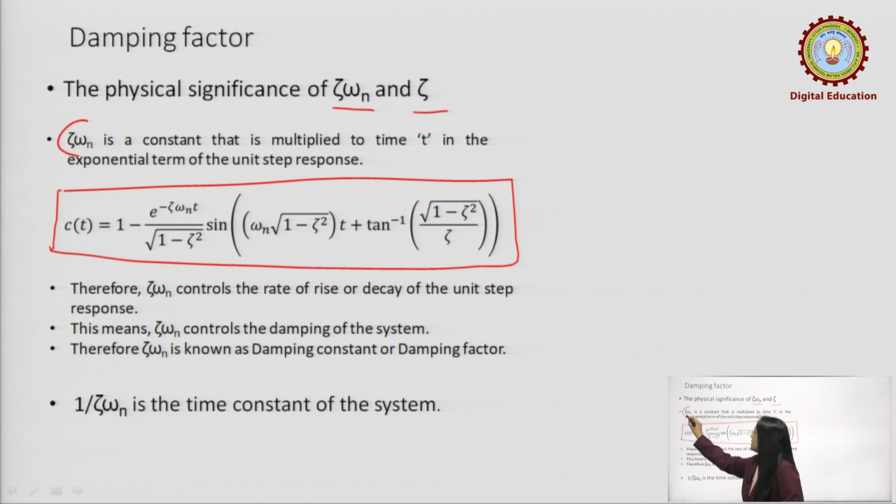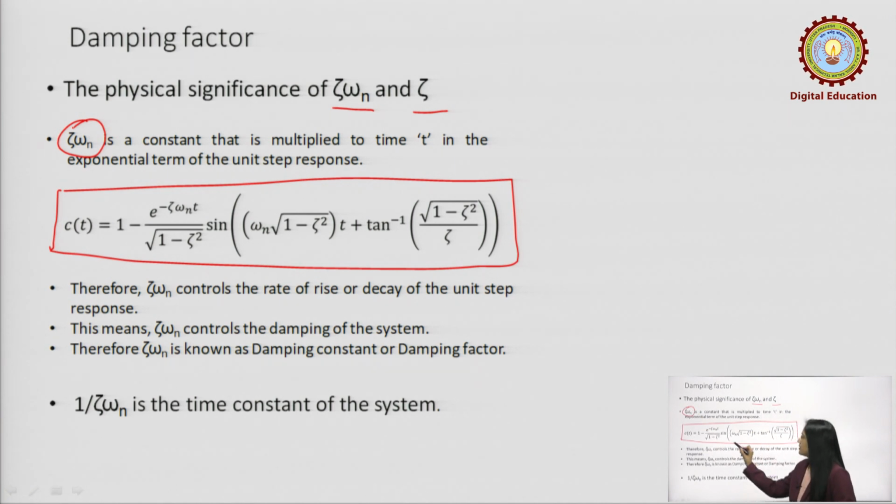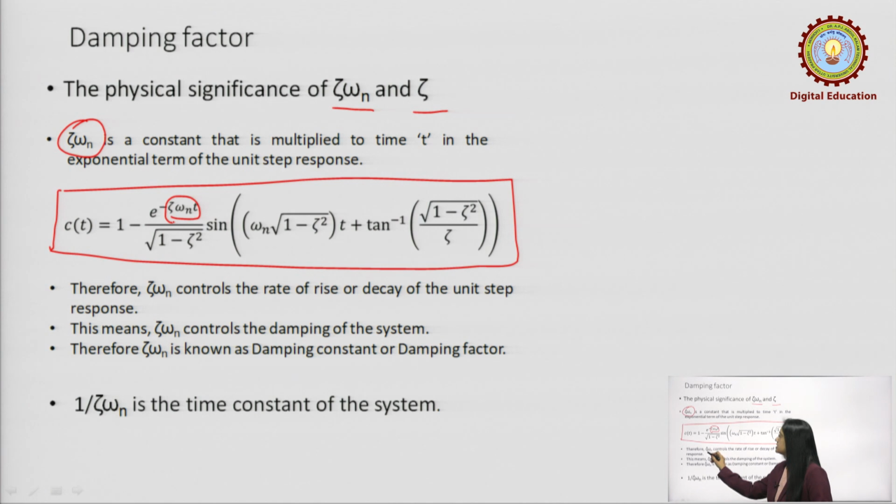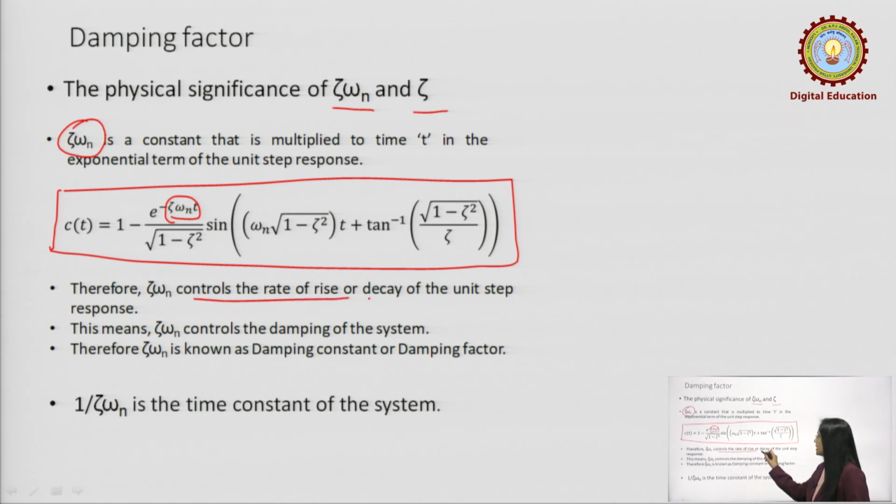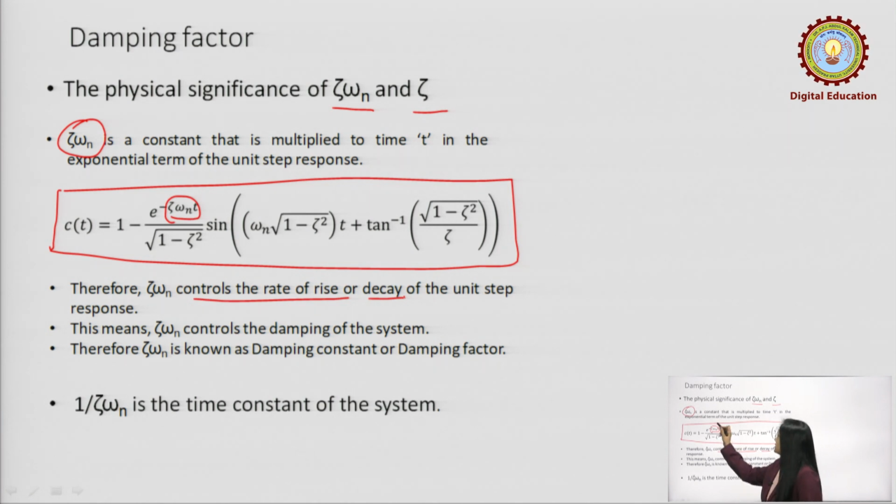Now, we can see that we have used the term zeta omega n. Why? Because the exponential term of the time response is having a constant value minus zeta omega n. So, minus zeta omega n is a constant that is multiplied to t in the exponential term. What does this signify? What is the meaning of this term? It means that zeta omega n controls the rate of rise or decay of the unit step response. So, that is why we are terming this zeta omega n as damping constant.